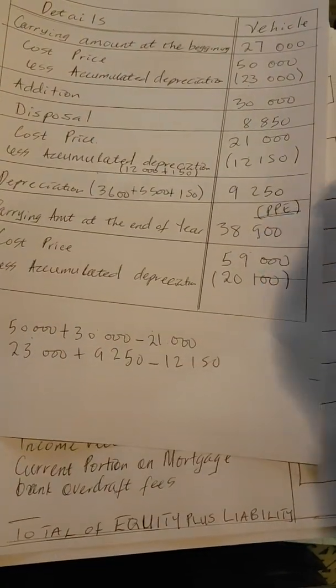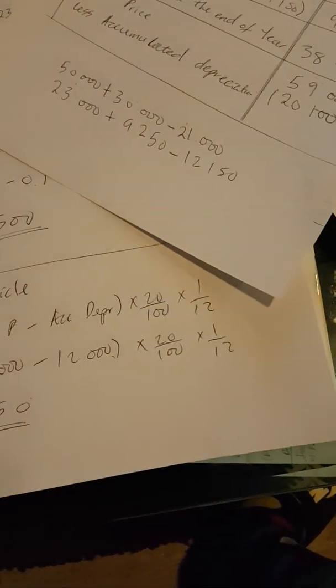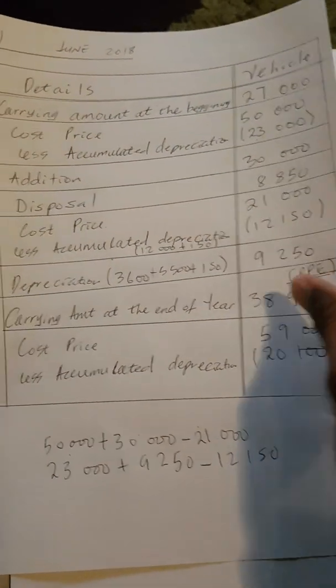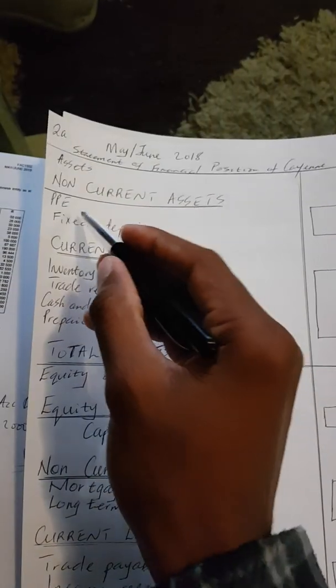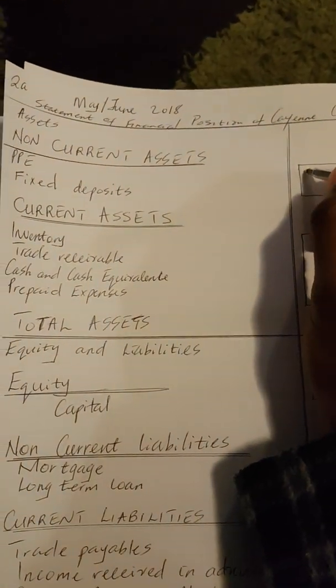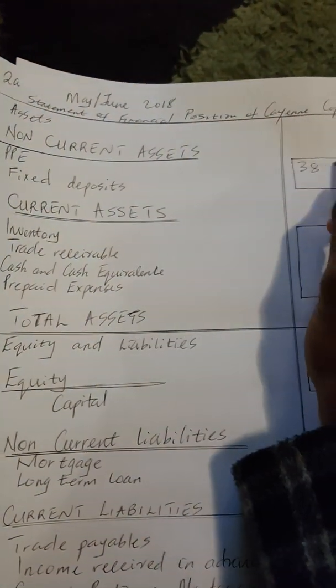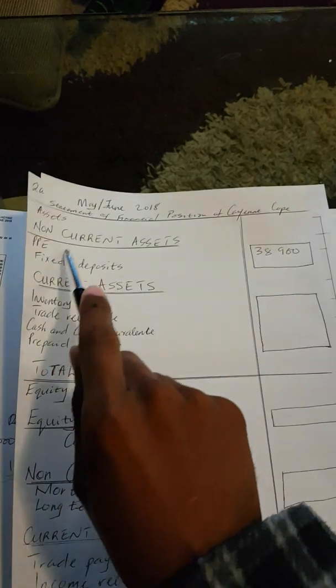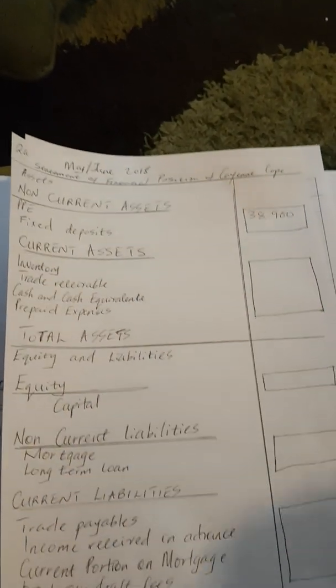PPE was 38,900. So our PPE is 38,900. You'll come here and say non-current assets PPE is 38,900. So this is the value for PPE. And what else do we add on non-current assets? We also add the fixed deposit.